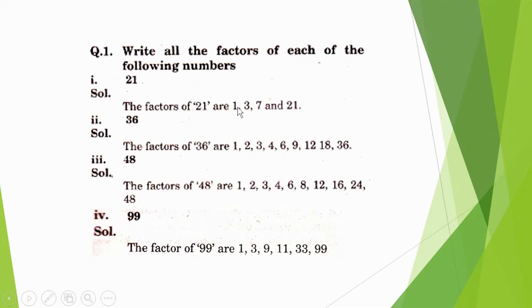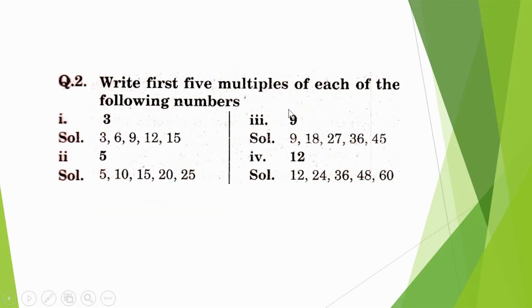Write all the factors of each of the following numbers. 21. 21 is exactly divisible by which numbers? We can write here 1, 3, 7 and 21. 36 is exactly divisible by 1, 2, 3, 4, 6, 9, 12, 18 and 36. 48. The factors of 48 are 1, 2, 3, 4, 6, 8, 12, 16, 24, 48. 99. The factors of 99 are 1, 3, 9, 11, 33 and 99.